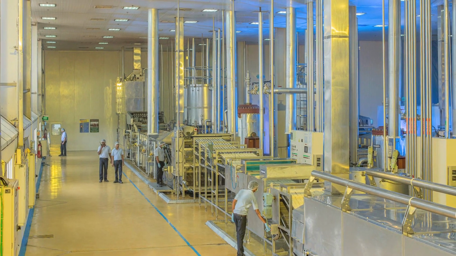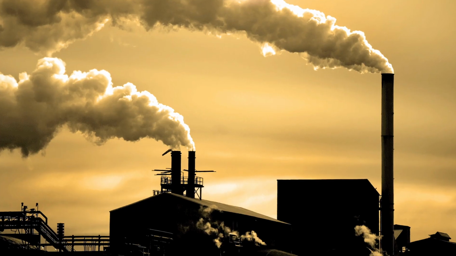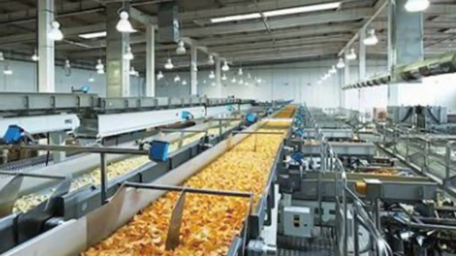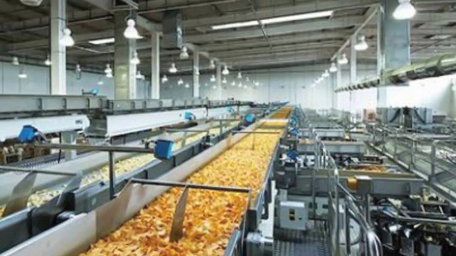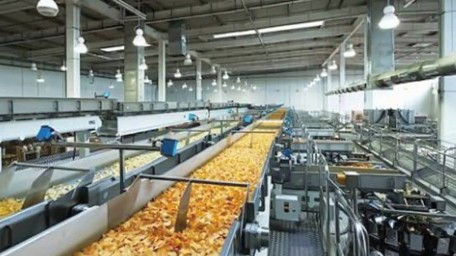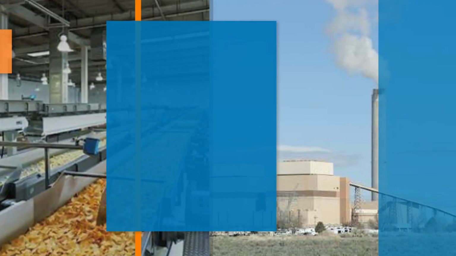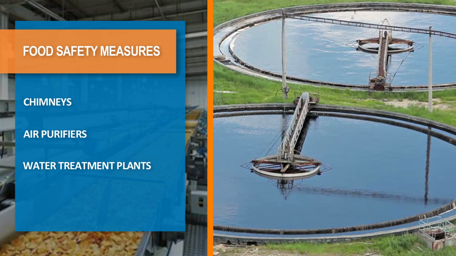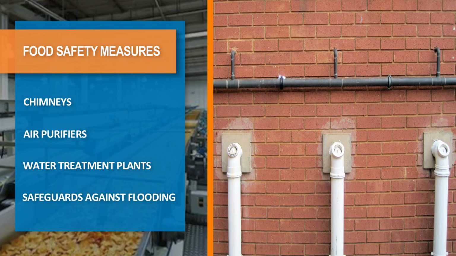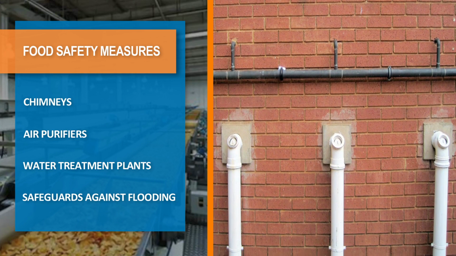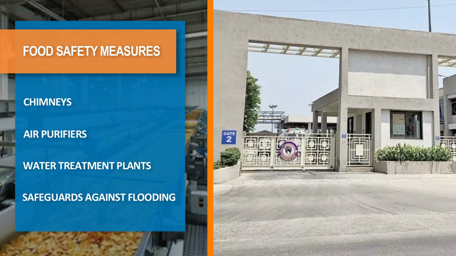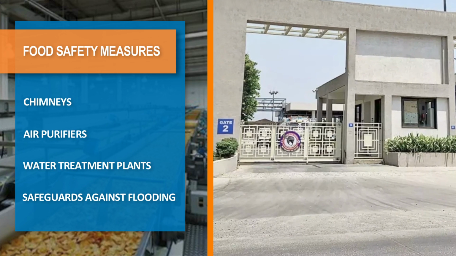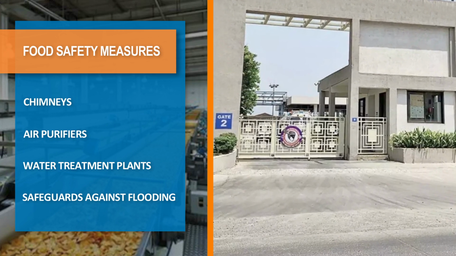For already established food businesses, as new environmental pollutants arise with time, the food business operator shall take appropriate measures to ensure food safety, such as installation of chimneys, air purifiers, water treatment plants, safeguards against flooding, etc. It is also recommended that the height of the manufacturing area should be suitably elevated to prevent the risks due to flooding.